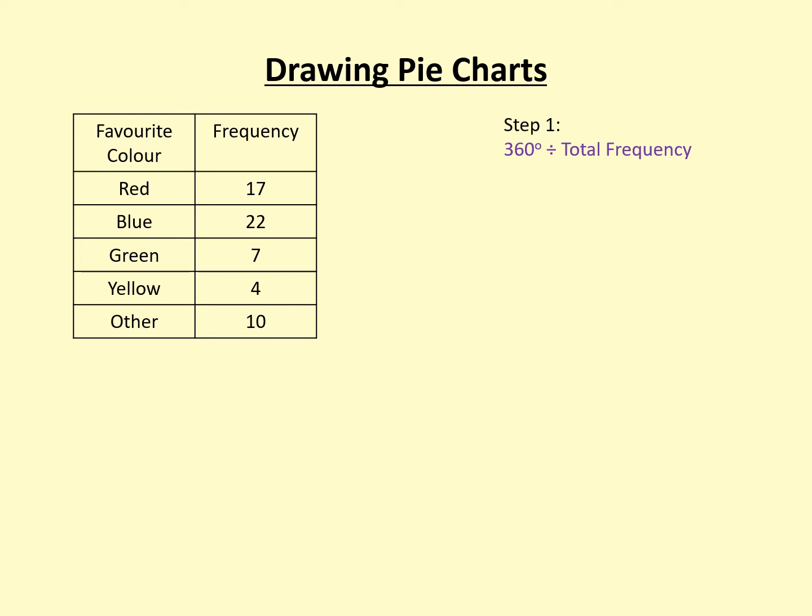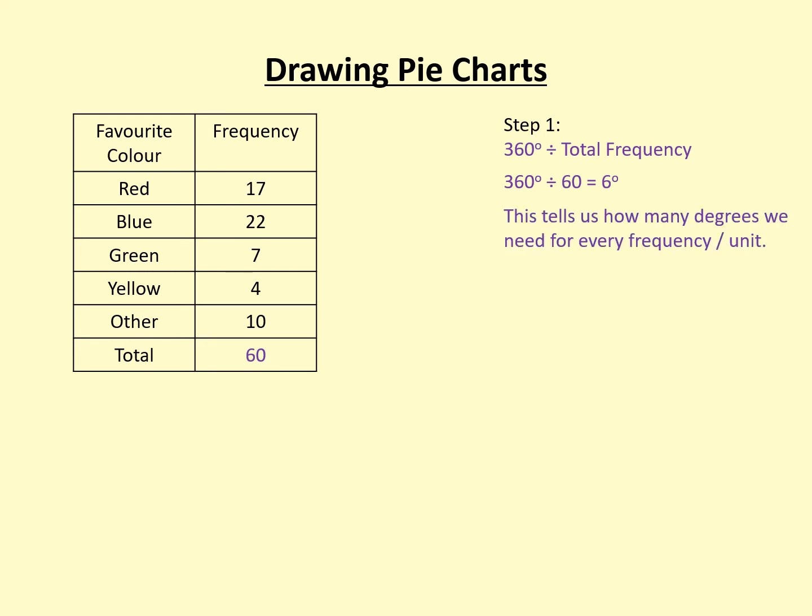So we're going to need to work out the total frequency. So if we add all the frequency column together, that gets a total of 60. And then we'll say 360 degrees divided by 60 equals 6, which means for every one frequency, that's worth 6 degrees.